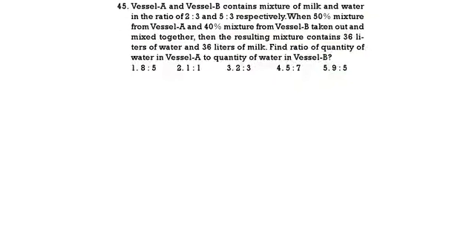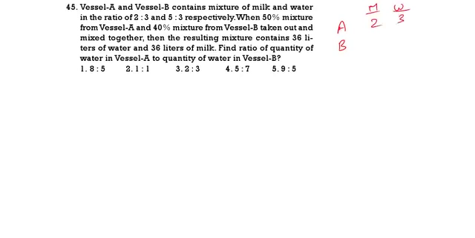See the next question. Vessel A and vessel B contain a mixture of milk and water in the ratio of 2:3 and 5:3 respectively. 50% of the mixture is taken from A and 40% of the mixture is taken from B. Then the resulting mixture contains 36 liters water and 36 liters milk.